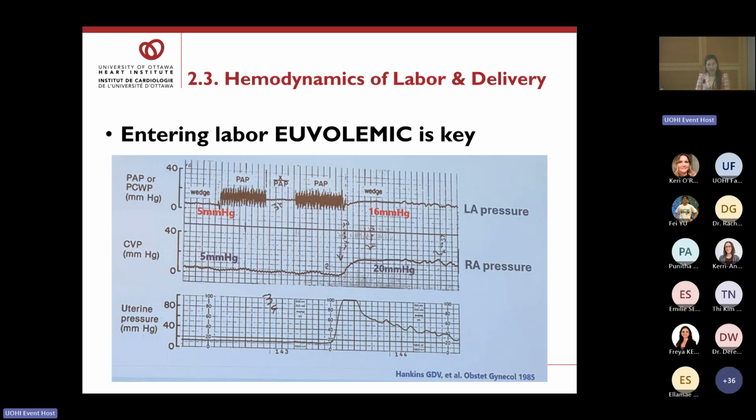And we actually have a very old study showing us a little bit of the invasive hemodynamics during labor. So these three graphs, the top is the wedge, the middle is the CVP, and the lower one is the uterine contraction that you can see here.